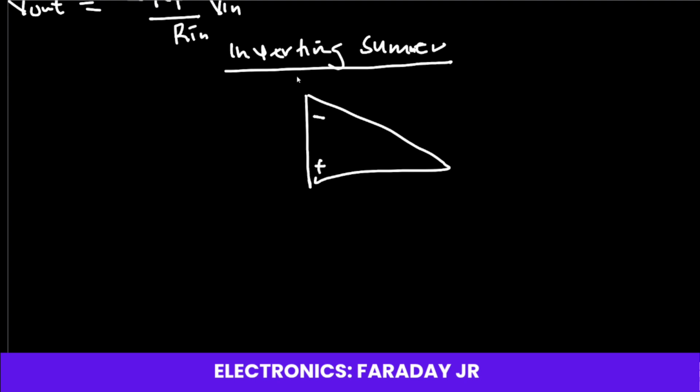amplifier and then the non-inverting. And the signal is being applied at the inverting section. Okay, we have the feedback just like we did for the other one. And this one is our output.